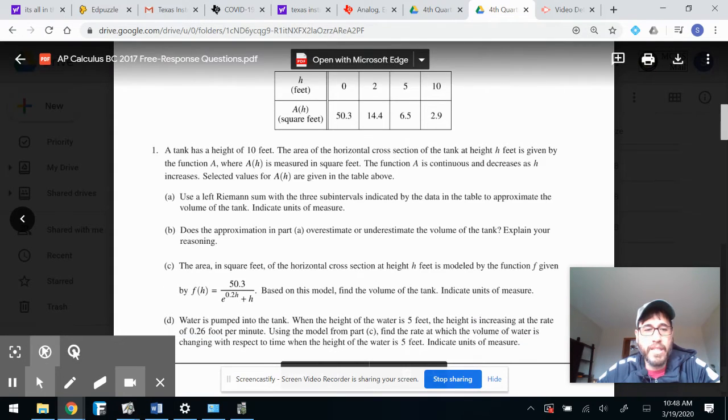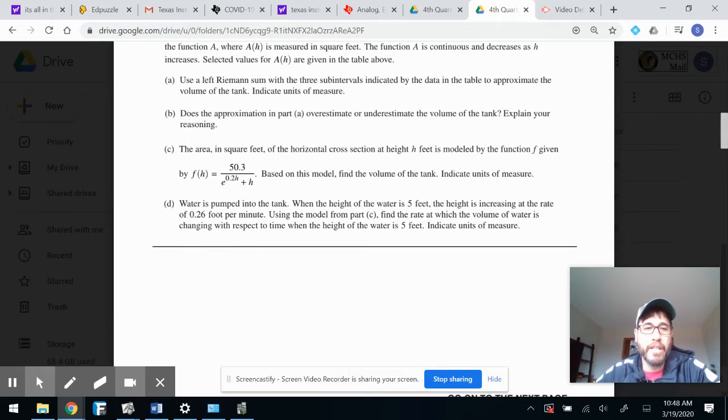All right, let's check out part C. Part C says the area in square feet of the horizontal cross-section at height h feet is modeled by the function f. So we have a brand new function now. Earlier it was A, now we're dealing with a function f, and it's given by f of h equals blah, blah, blah. Based on this model, find the volume of the tank. So we're talking about a different tank right now.